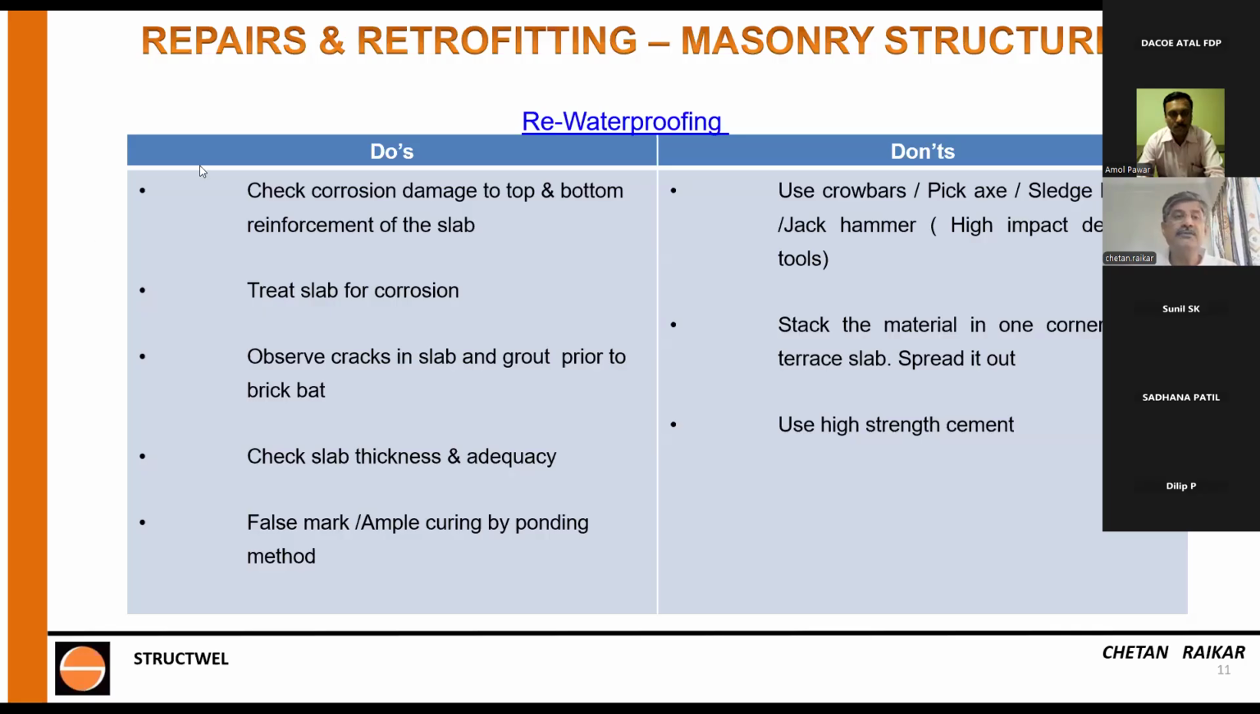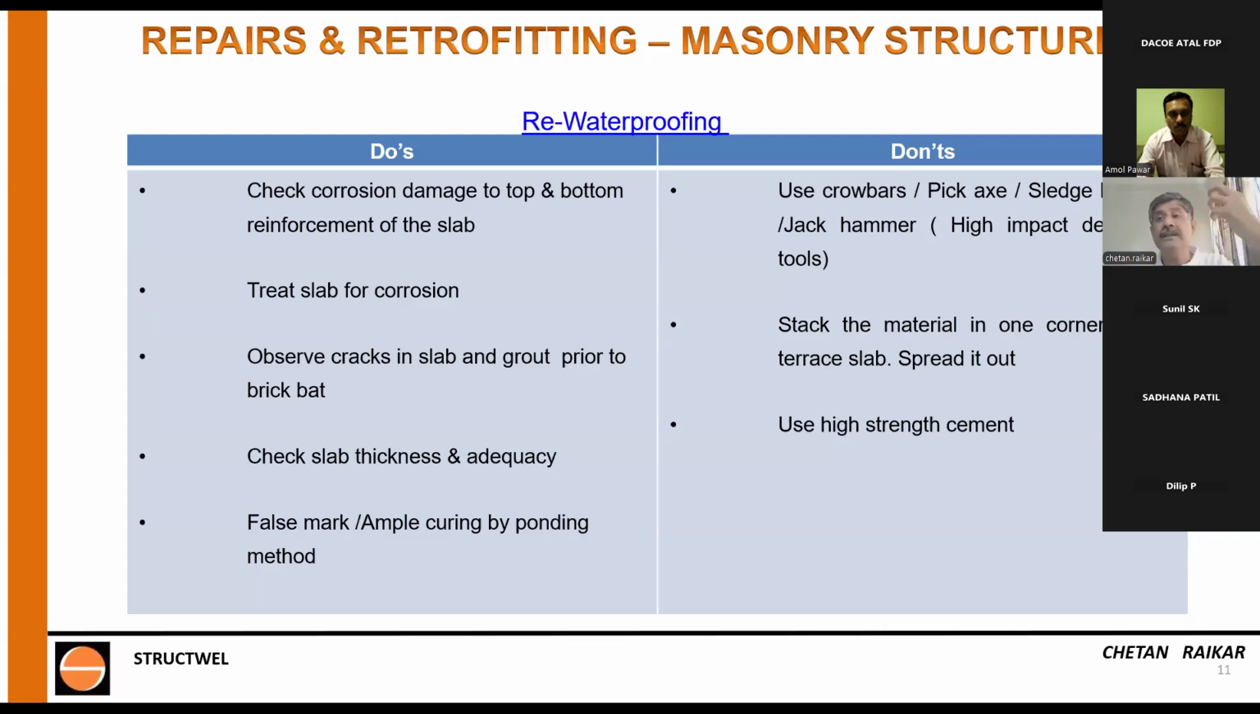Treat the slab for corrosion. If you see these cracks, point number one of those, then treat the slab for corrosion. How? We will see it later. Observe cracks in slab and grout prior to brickbat. This is what I just mentioned. You see the cracks with the naked eye. How do you see the cracks? You will not see the cracks unless you vacuum clean. I'm talking of vacuum cleaning and not blow cleaning. See, once you use a blower, the dust goes into the cracks and it fills up the cracks.